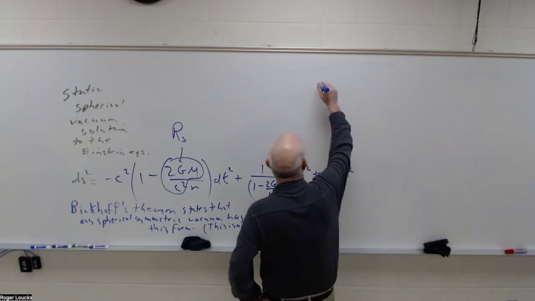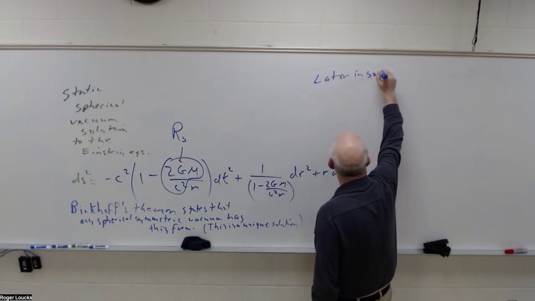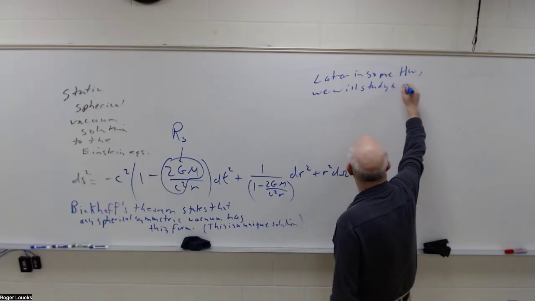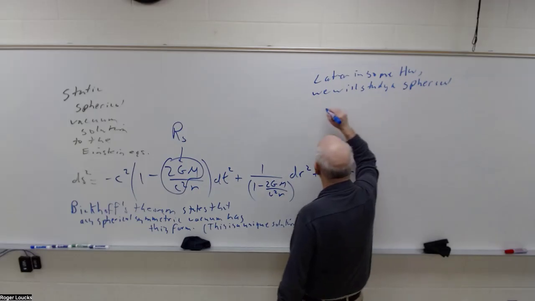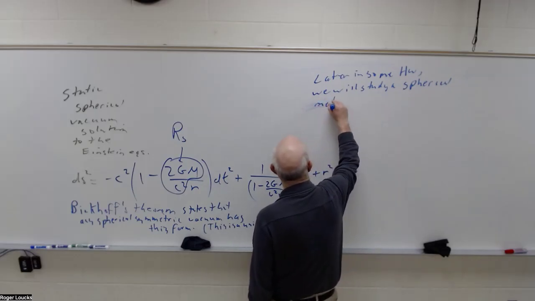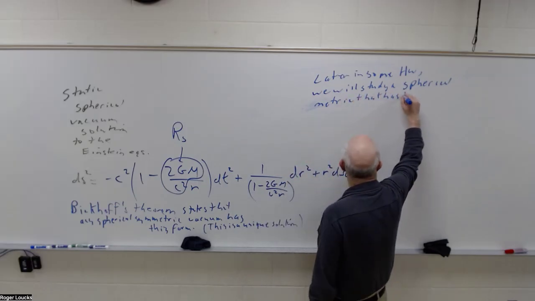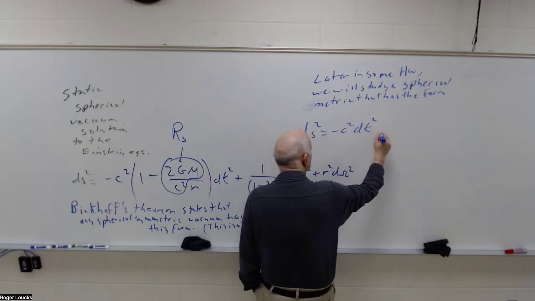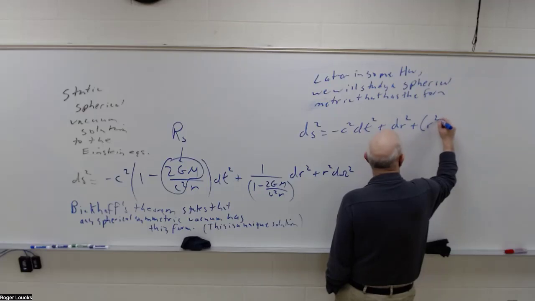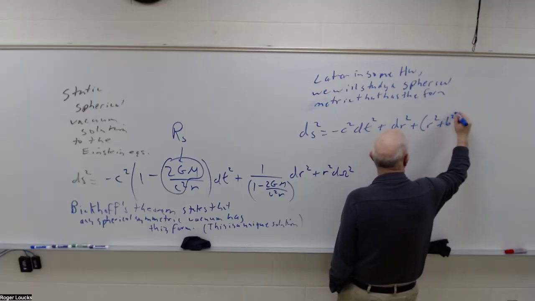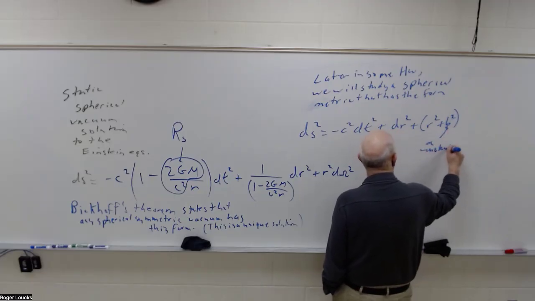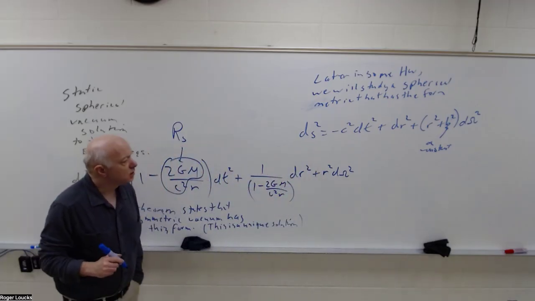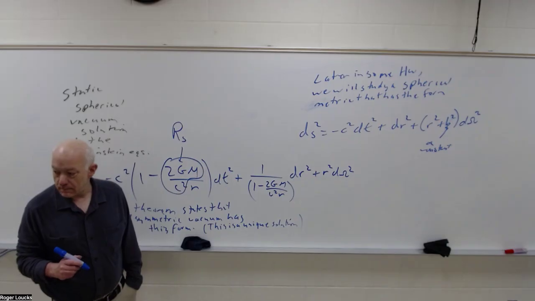Because later on, in some homework, we will study a spherical solution, a spherical metric that has the form ds squared equals minus c squared dt squared plus dr squared plus (r squared plus b squared) d omega squared. Here b is a constant. Okay, that's spherically symmetric.